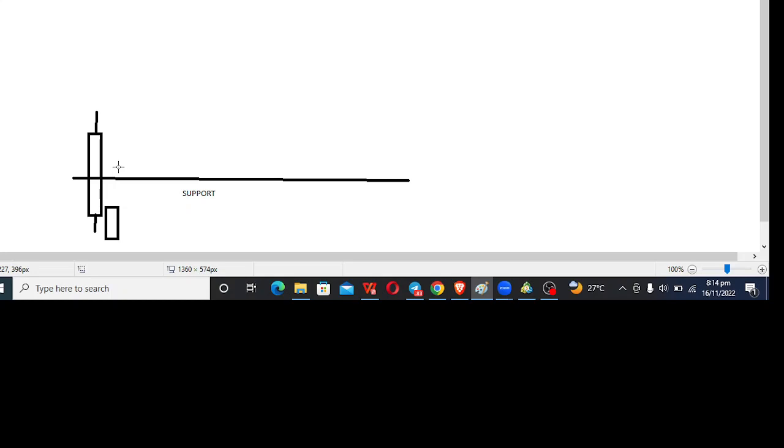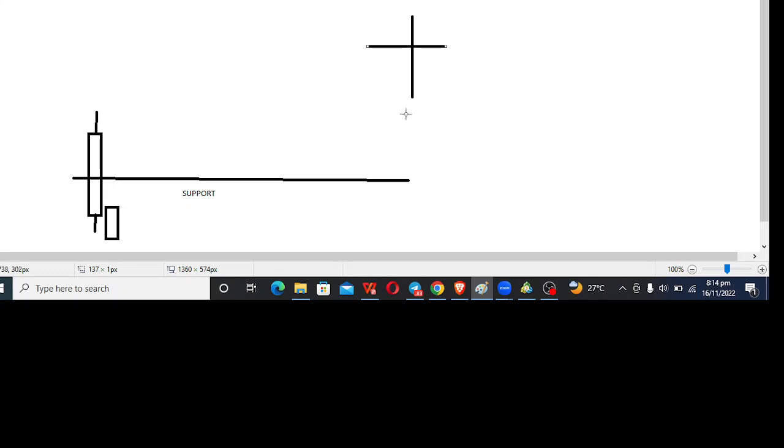A doji is a candlestick that looks like a cross, and the opening and the closing are equal or almost the same. So let me use this as a candlestick, and you can have something like this. It looks like a cross. You can have something like this.